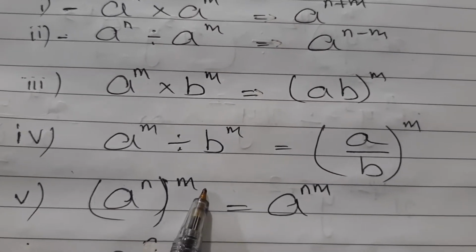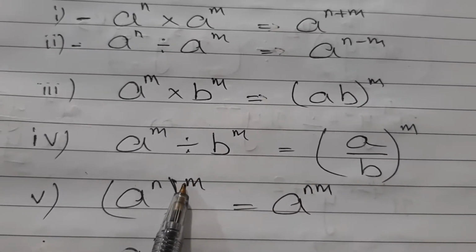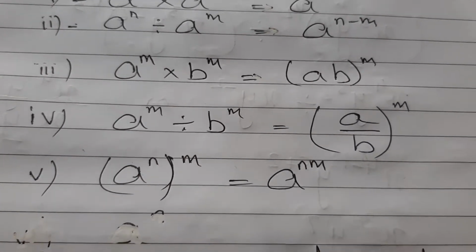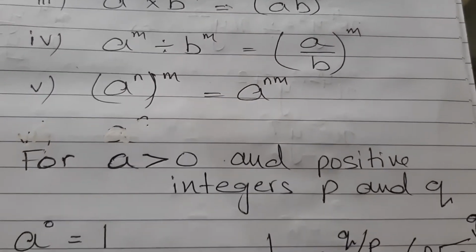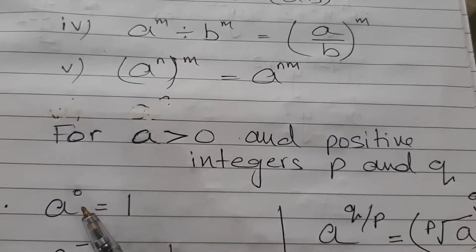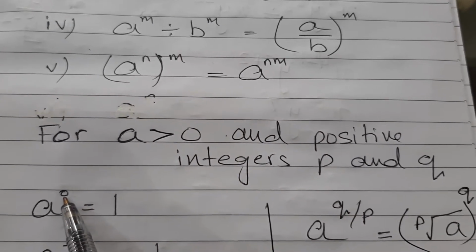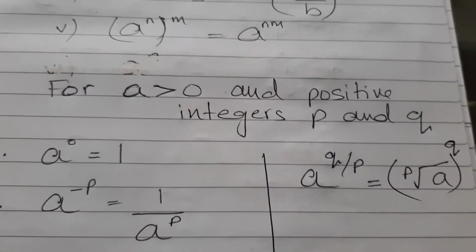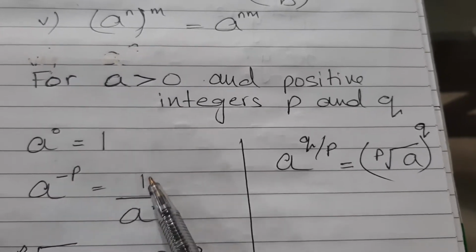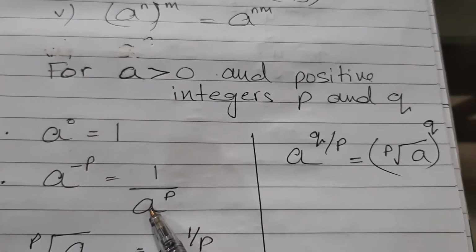If an index number has another power, then you can multiply the powers like this, or you can switch the places also. m can come here and n can go out here as we need whenever we need it. And for a greater than 0, a to the power 0 is equal to 1. It means no matter what the number is, as long as it is a positive number and it has power 0, the answer will be 1. And if a is any number greater than 0 and it has a power, when you write it in the denominator, the sign of the power changes. You can see minus p becomes plus p.